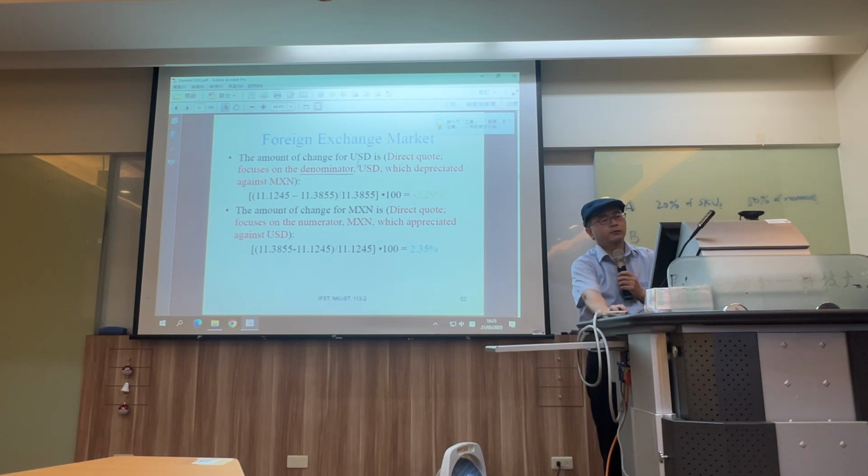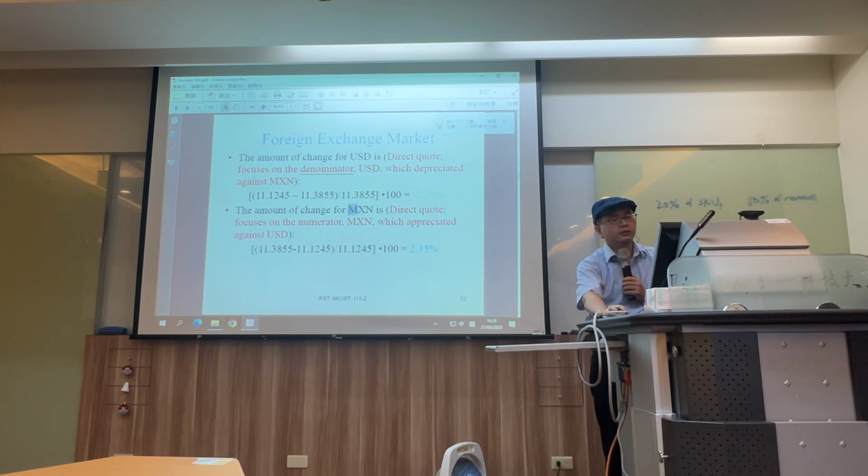So for the amount of the USD, in our case, the USD is the denominator of the exchange rate ratio. So we will have to use this formula. We'll use 11.12 minus 11.38, divided by the same number. Then we will have minus 2.29%, right? And that's what we did before I did the reset, and I trust that you have found this number.